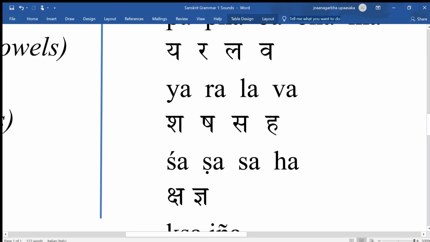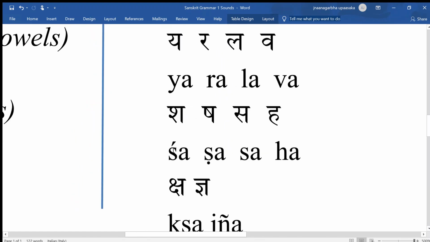śa, ṣa, sa, ha. And here the only difficulty might be in distinguishing śa from ṣa. But if you remember that ṣa is a cerebral or retroflex, and therefore curl the tongue backwards, it's very easy to form the sound ṣa. So the first sound is śa, the next sound is ṣa. Śa, ṣa.